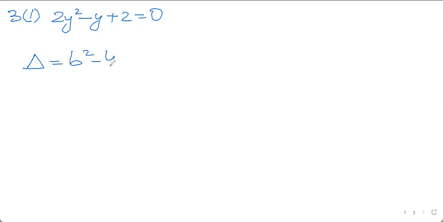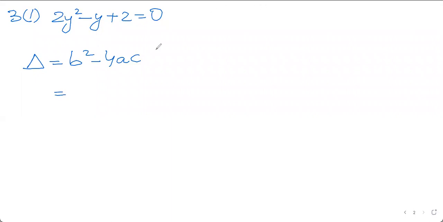If there is any difference, any changes from my textbook to your textbook, please let me know. We have to find the value of the discriminant. So the first equation that is given is 2y square minus y plus 2 equals 0. We have to find the discriminant. Discriminant is represented by the symbol delta, which looks like a triangle. And it is calculated as b square minus 4ac.